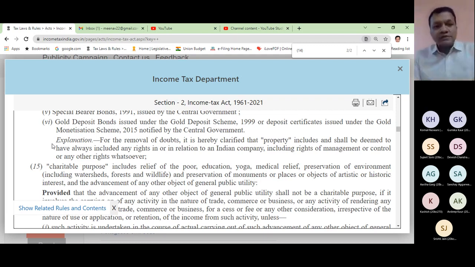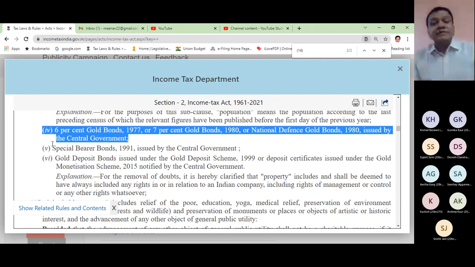That is why these gold bonds, etc., are not capital assets, because had they been capital assets, on their sale, income would be computed under capital gain. The government excluded gold bonds from the definition of capital assets. So when you purchase gold bonds rather than gold, what benefit is the government having? Our import of gold reduces, our foreign exchange reserves rise.